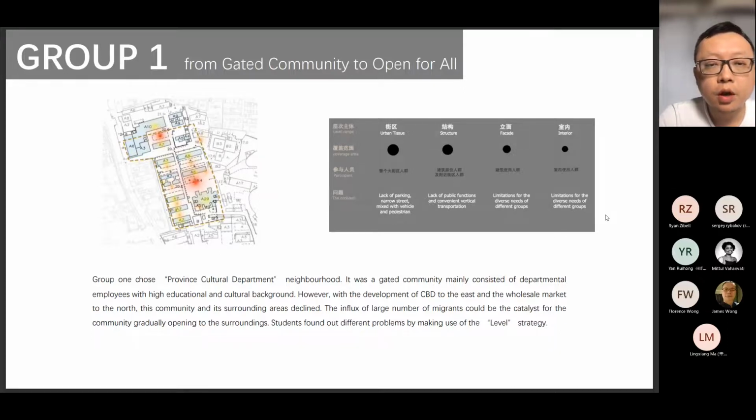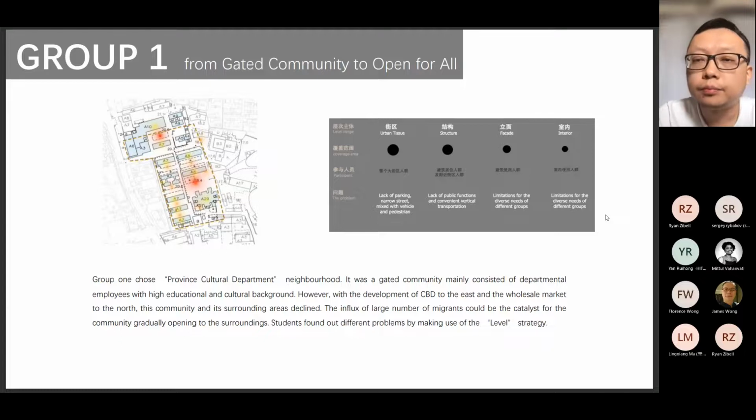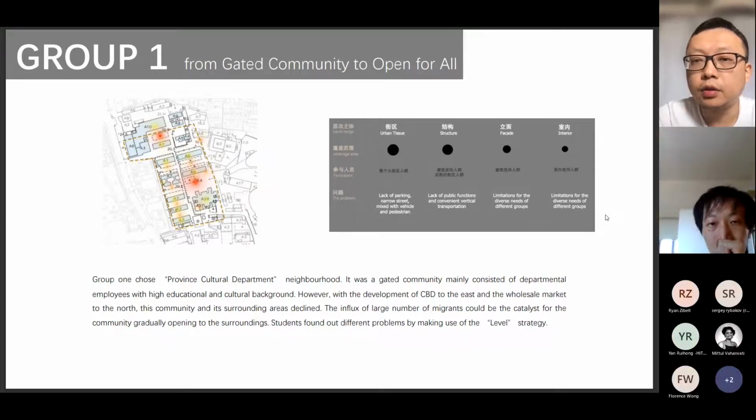So Group 1 chose the Provincial Cultural Department neighborhood. It was a gated community mainly consisting of departmental employees with high educational and cultural backgrounds. But with the development of the CBD to the east and the wholesale market to the north, the community and the surrounding area declined. And this gated community started to open to all of society. So they found some problems at different levels, such as the urban tissue level and structural level. The major problems are the lack of parking area, the mix of vehicles and pedestrians, and the lack of public functions. In the facade and interior level, the major problem is the limitation for the diverse needs of the residents. Okay, next slide, please.